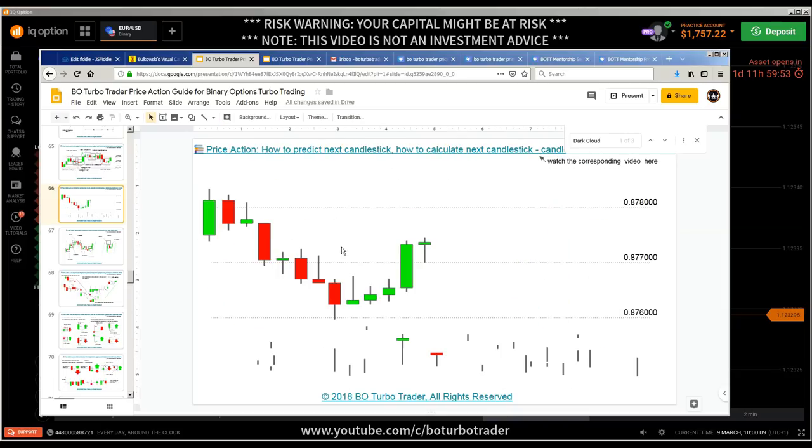Let me show you this. Here, this is a key level. If I draw this line here, look at this. When I draw this line to this level, you see it's almost here. So we have here a key level, and because of this key level, the next candle will most probably be a bearish one.